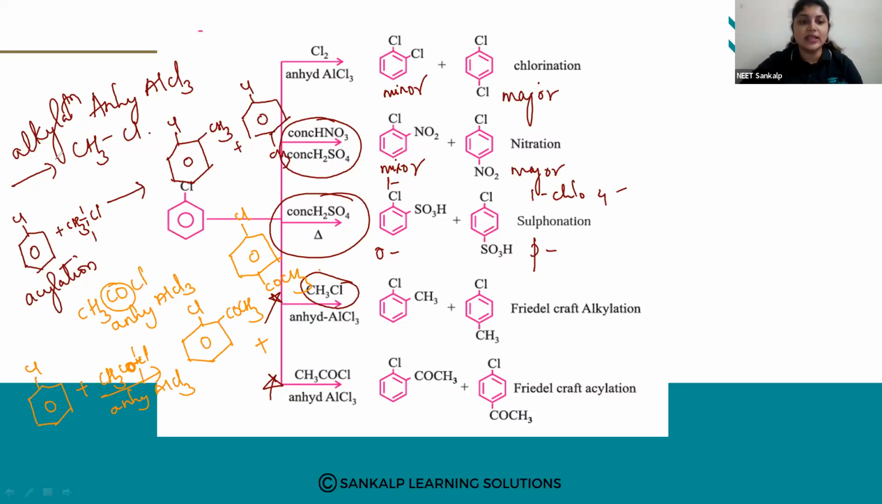So here what is the name? Alkylation: this is orthochlorotoluene, and this is parachlorotoluene. And in acylation, this is orthochloroacetophenone, and this is parachloroacetophenone. So always the para products are the major products because there will be steric hindrance in ortho products.